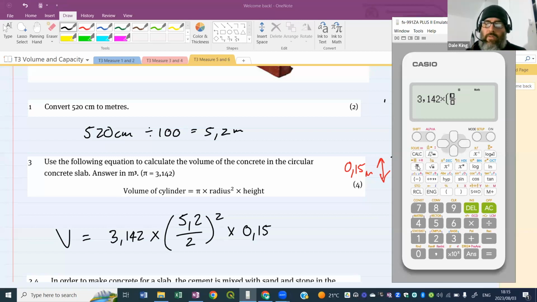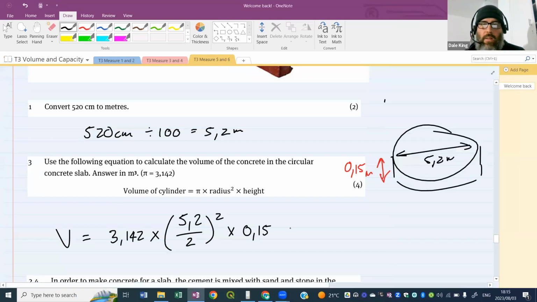Okay, so I'm going to put my 5,2, cut it in half. Why am I cutting it in half? Because I need a radius, not a diameter. They gave us a diameter. Yeah, I need it squared as well, and I need to multiply that by the height, that's 0,15. All right, let's check it out. There we go. All right, so 3,1859. I'm going to write it out here.